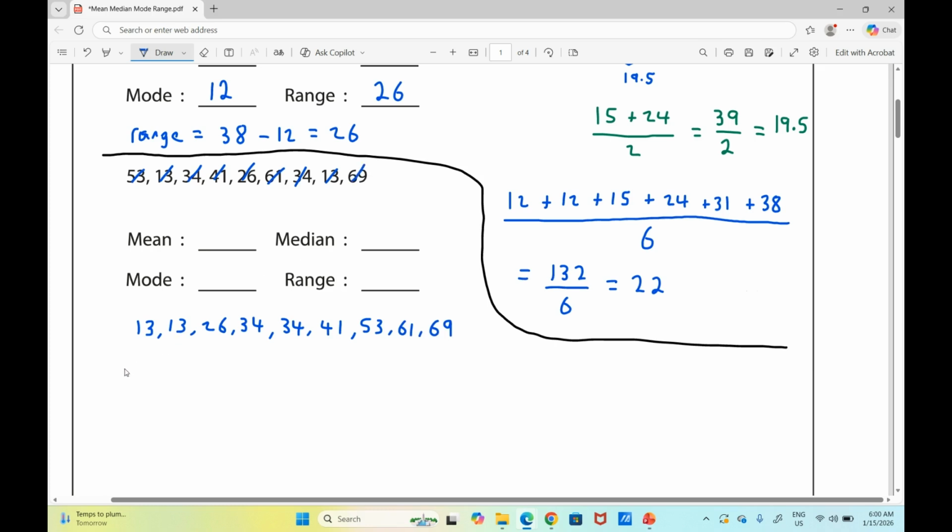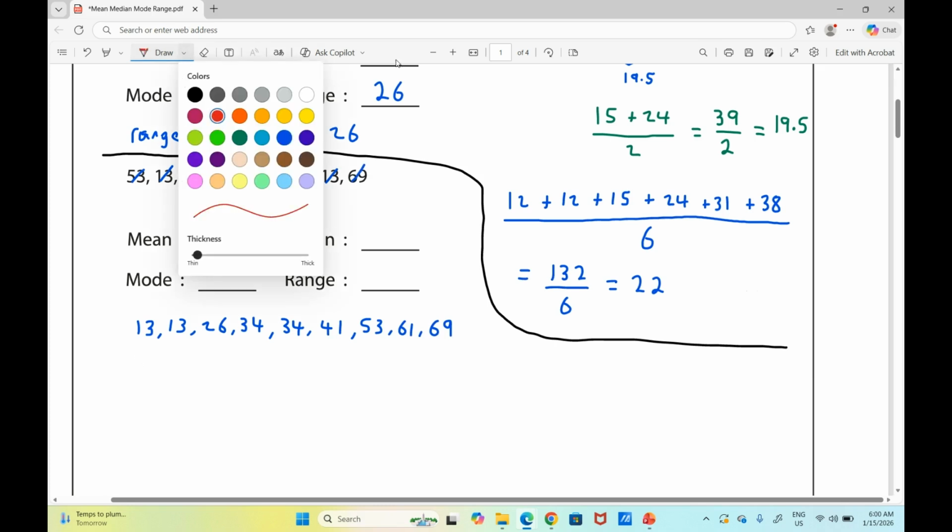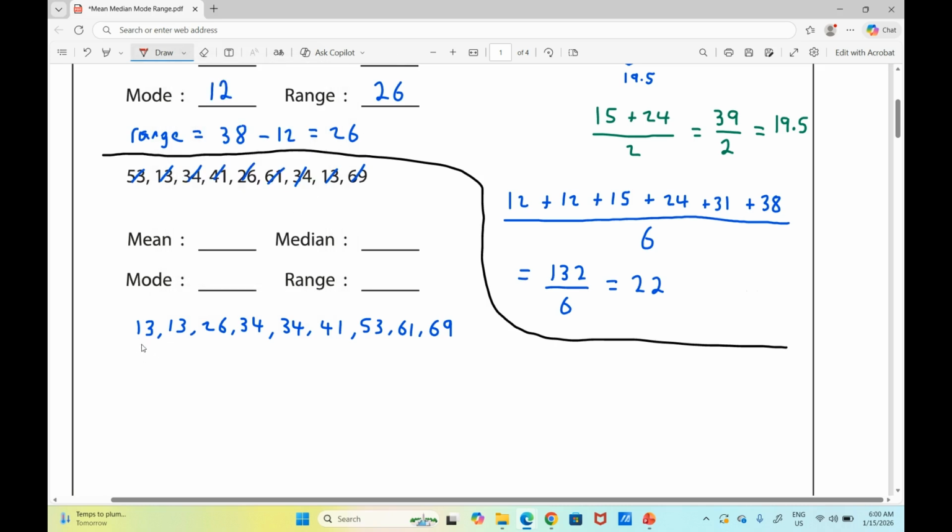Okay, so let's find the median again first. So let's start counting, crossing these out. So my smallest number, 13. Biggest number is 69. Second smallest number is 13. Second largest number is 61. Then third smallest is 26. Third largest is 53. Fourth smallest is 34. And my fourth largest is 41.